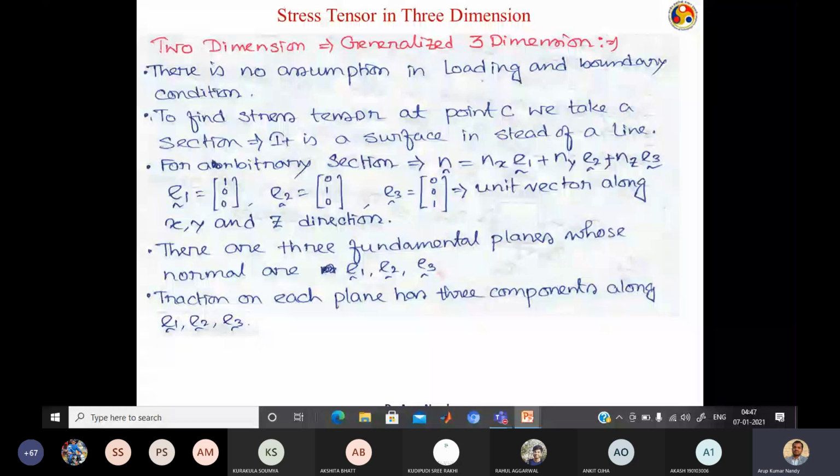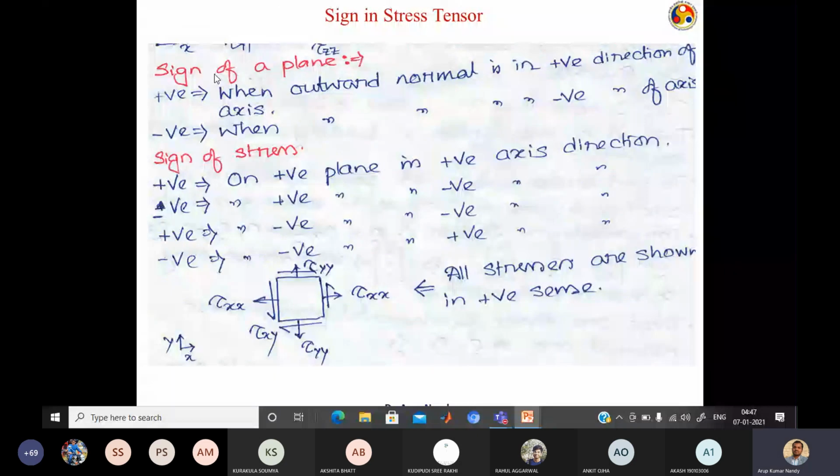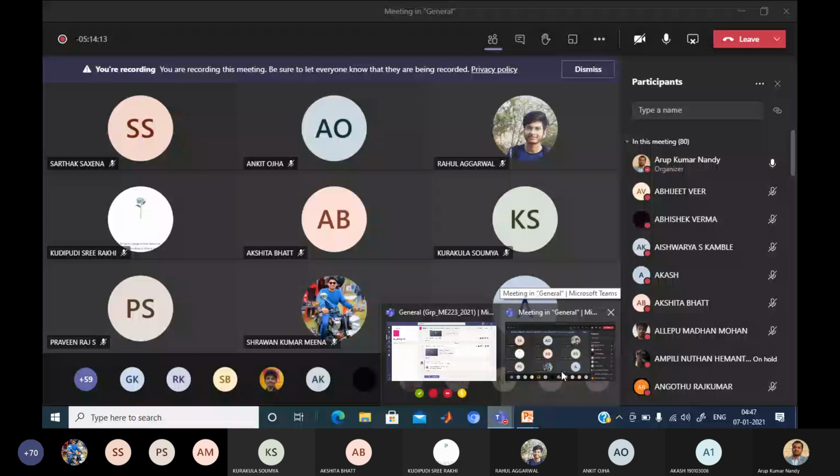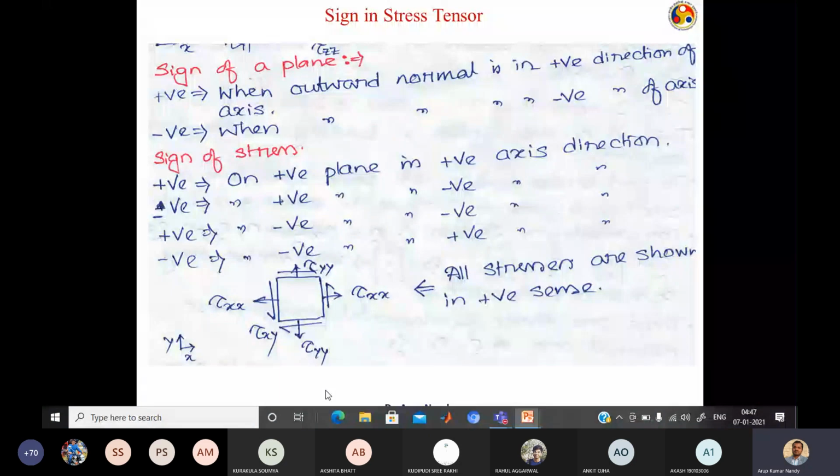So let me first tell you the sign convention. A plane is positive when the outward normal is in the positive direction, and then it is called a positive plane. When the outward normal is in the negative direction, then the plane is called a negative plane.